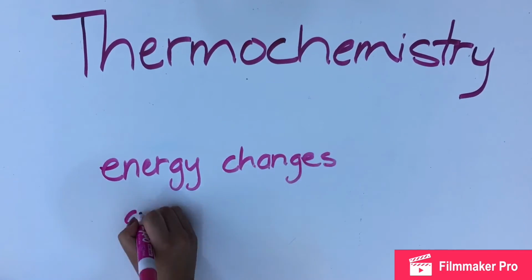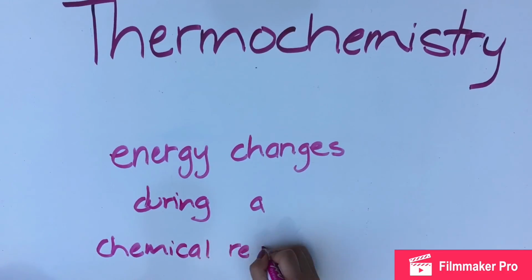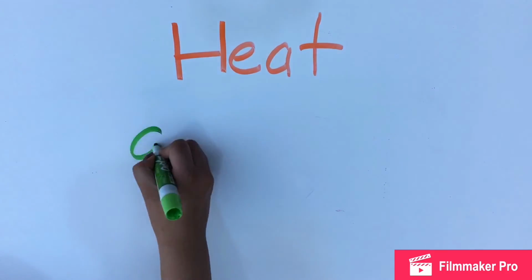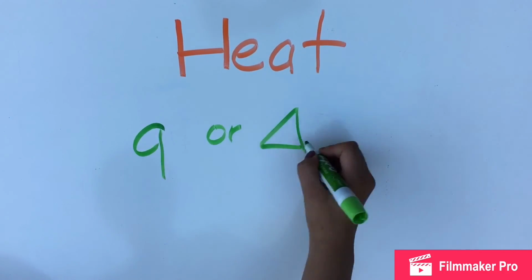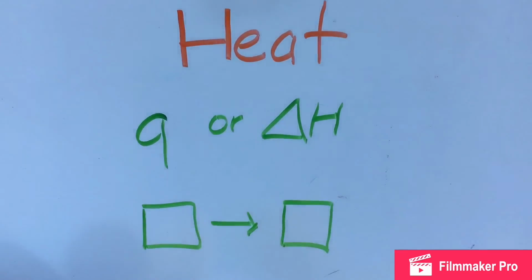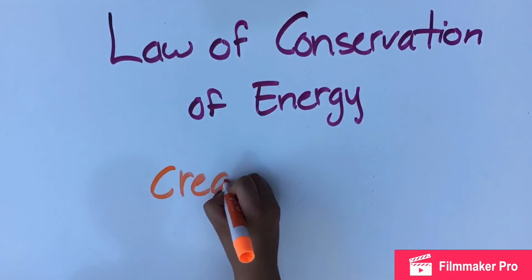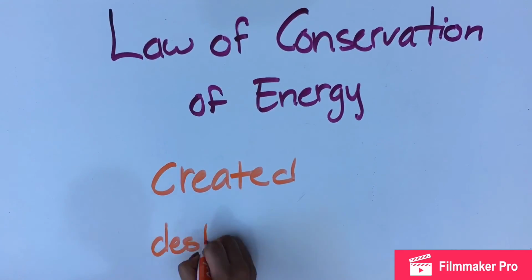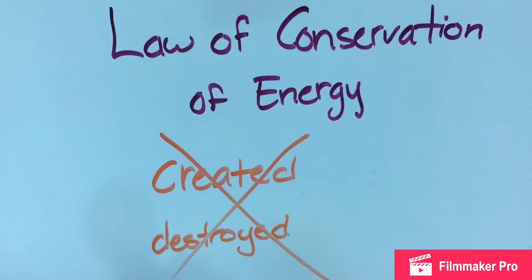Thermochemistry is the study of energy changes that occur during a chemical reaction. Heat is represented by Q or delta H, and is the energy that transfers from one object to another because of the temperature differences between them. The law of conservation of energy states that in a chemical or physical process, energy is neither created nor destroyed.